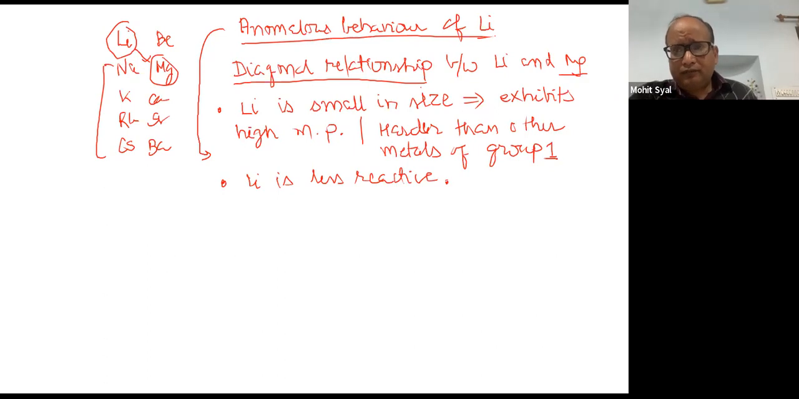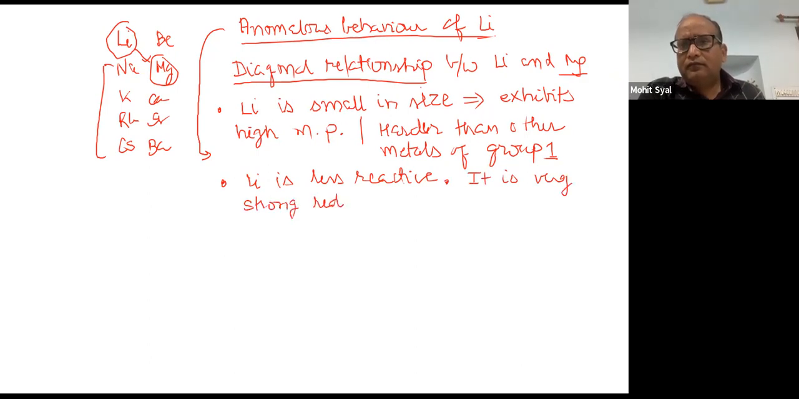But on the other hand, it is a very strong reducing agent. And that's why we know that lithium is used in our mobile phone batteries, and all the batteries we are getting nowadays are lithium ion batteries. Okay, it is a very good reducing agent. So what is the reason for it? Okay, these two things appear to be mutually contradictory to each other.